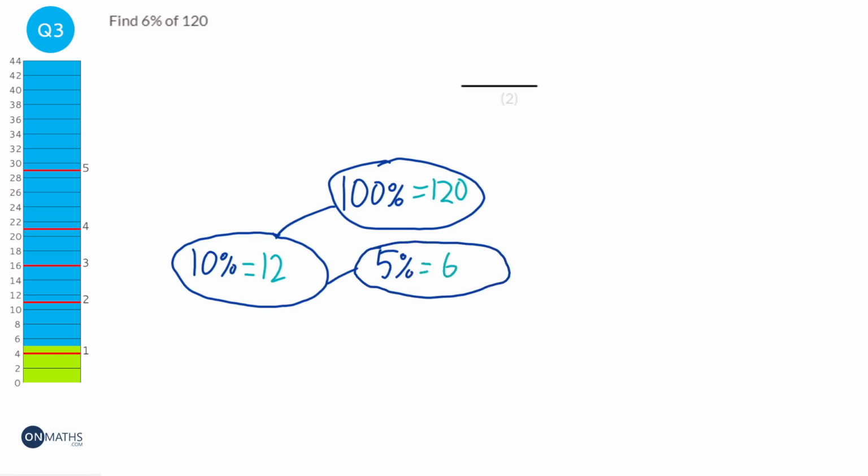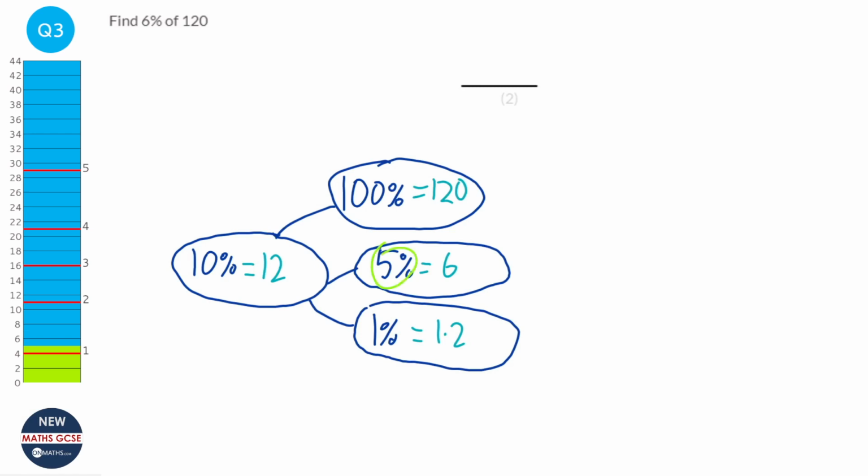So that'd be 6. And if we get the 1% as well, we can get to the 6%. So to find out what 1% is, we just divide the 10% by 10 and get 1.2. So to get the 6%, we're going to add the 5% and the 1%. So we're going to add the 6 and the 1.2. And 6 plus 1.2 is 7.2. And that's our answer.